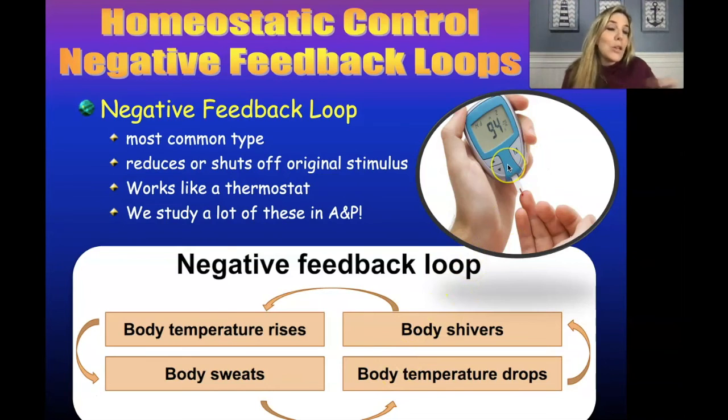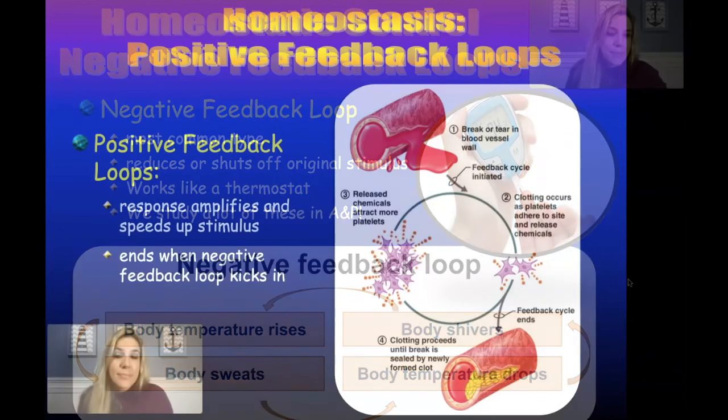Same thing with testing your blood glucose level. If your blood sugar level goes too high, mechanisms will be kicked in to bring that blood sugar back down. If it gets too low, that's a problem. That's going to cause dizziness and weakness as well. So it's going to send signals to bring that blood sugar back up. So constantly, we're going to maintain this homeostasis.